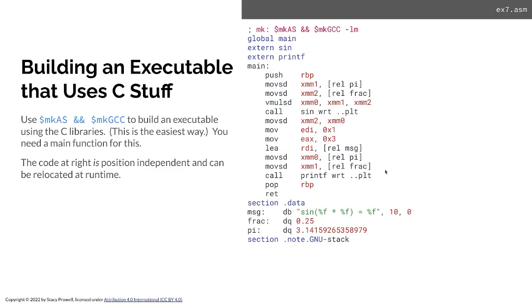Here I'm building an executable and using some of the C stuff. And so you can see now I use make AS to assemble it, and then make GCC to link it using GCC. The advantage of doing that is I get the C runtime and the C standard library and all of that for free. What that also means is the C standard library is providing _start. So I'm not going to have a _start, right? Because that's already provided by the C standard library. Instead, I'll have a main, which will be called by the C standard library. And so that's what I have here. And I link with the math library still, because I'm doing the same kind of thing here.